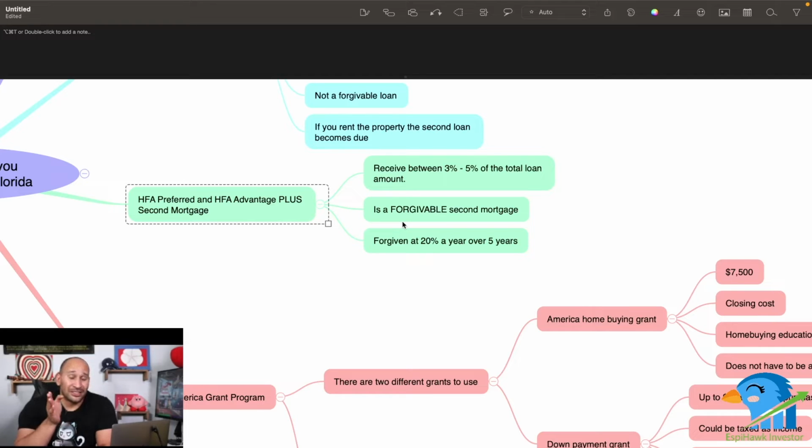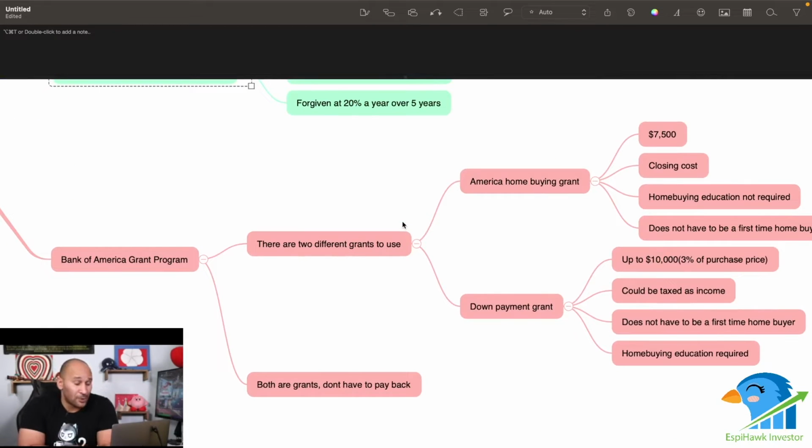That $4,000 is not due, but the rest of the $6,000 is. So just keep that in mind. Now, those two were for Florida. I do have one that you can use for Miami-Dade County and a few other counties in Florida, and mostly any other state per county.